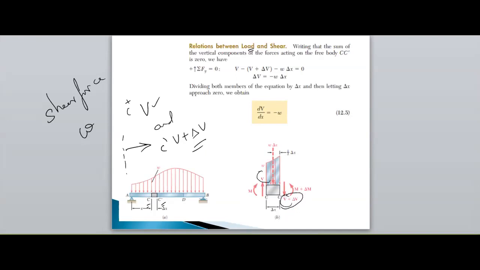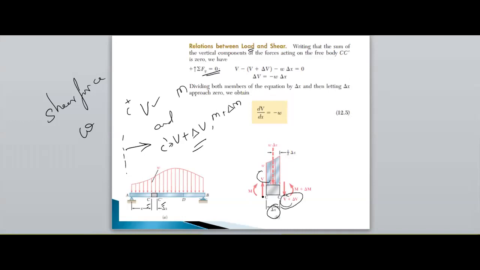So at C, the bending moment is M, I am assuming as M, and M plus delta M is the bending moment at C dash. So I need to find out the shear force and bending moments at C and C dash. I am considering only shear forces and balancing the forces applied on the small element length dx.